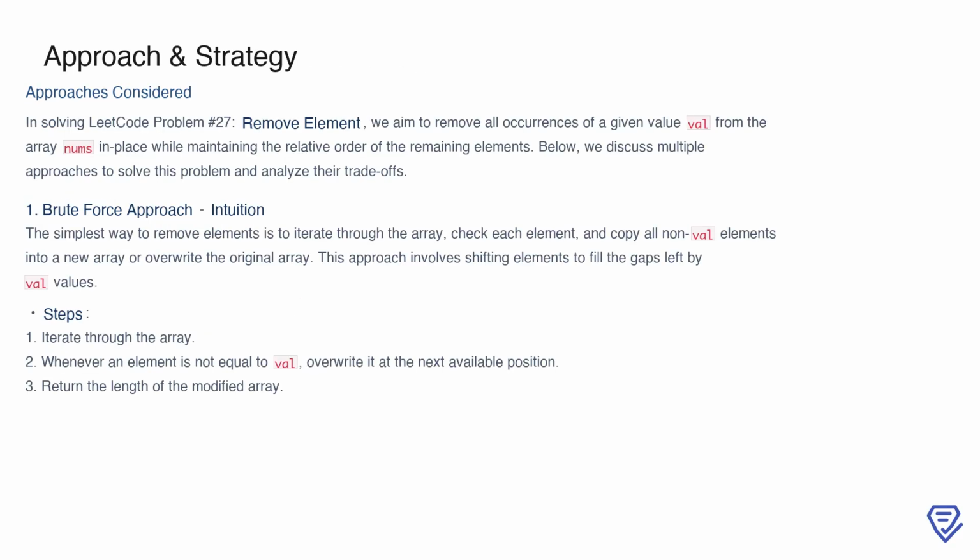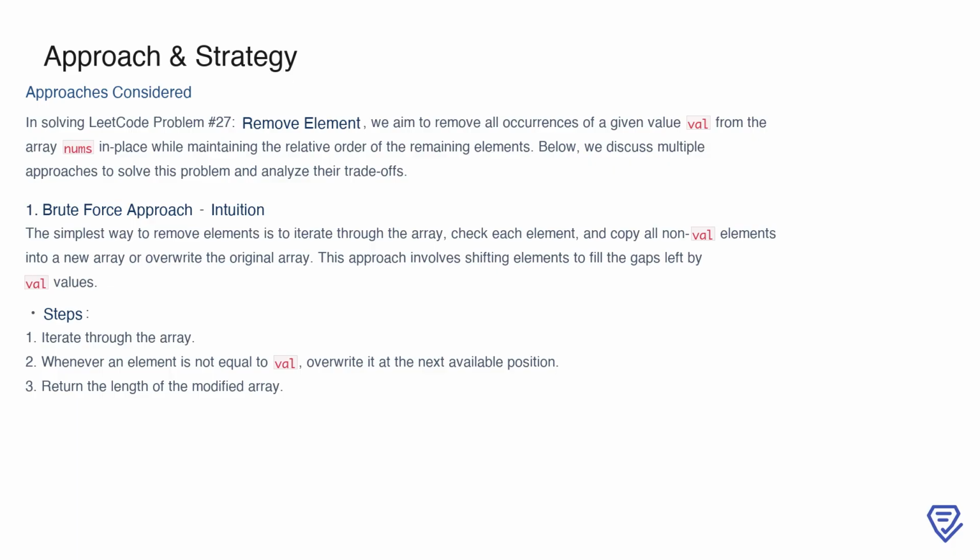To solve the problem of removing all occurrences of a specific value from an array in place, we need to consider several approaches. The goal is to modify the array directly without using extra space while keeping the relative order of the remaining elements intact. One straightforward method is the brute force approach. Here, the idea is to iterate through the array and copy all the elements that are not equal to the given value into the next available position. By doing so, we effectively overwrite the unwanted values as we go. This ensures that the array contains only the desired elements at the end.